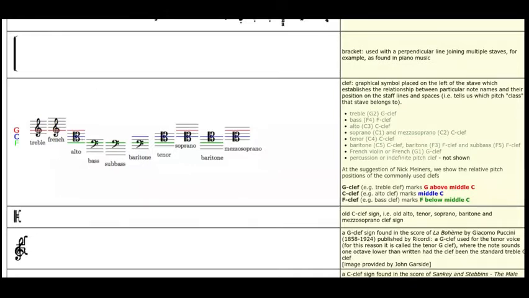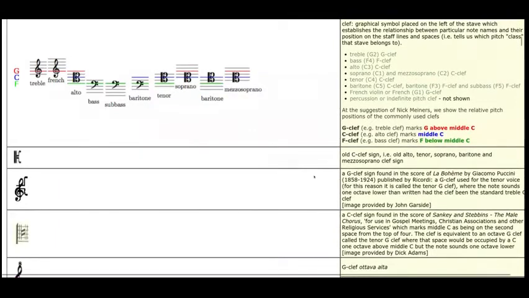Then we've got the C clef, which can be called the alto clef, the tenor clef, the soprano clef, the baritone clef, the mezzo soprano clef. The bottom line is wherever that middle thing is pointing, that kind of arrow part of the clef, that is pointing to middle C. Okay?